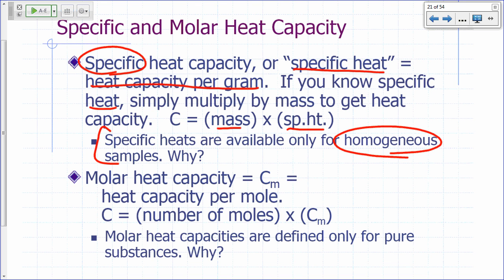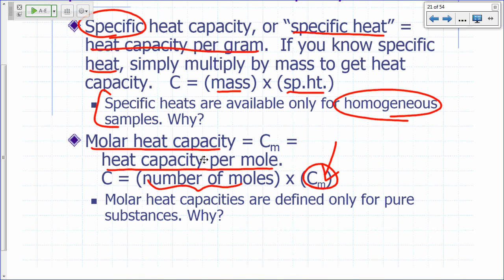Molar heat capacity, on the other hand, is just like specific heat, except this one is heat capacity per mole. If you can look up the molar heat capacity, all you have to do is multiply that by the number of moles. For most substances, that's how heat capacities are actually tabulated, on a per mole basis. If you look up heat capacities from tables, handbooks, or online, most of what you'll find is given in molar heat capacity, and they're only defined for pure substances.